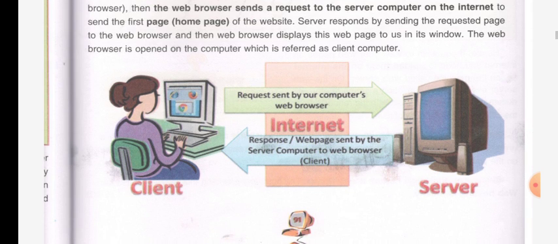Just look at this image. The client request is sent by our computer through the web browser, and then the server, which stores all our data, responds, and the web page is sent by the server computer to the web browser. So the server responds to the client, and it sends the first page, that is the home page, to the client.